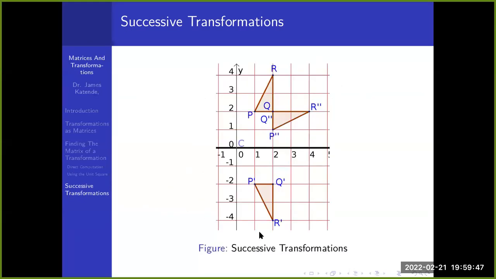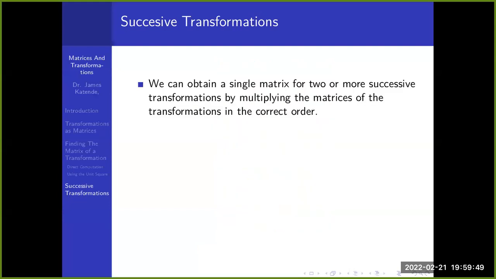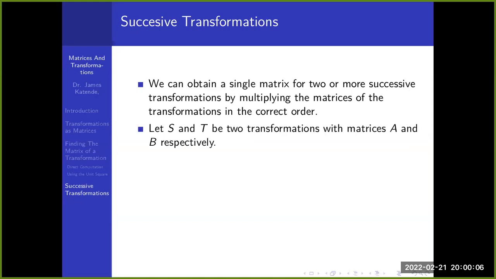Now when you have any two successive transformations, instead of doing the multiplication twice, it's possible to find just one matrix that represents the transformation, but you have to be careful with the order. So if you have two transformations, say S and T, which are represented by two matrices, say matrix A and B. So A represents S and B represents T.